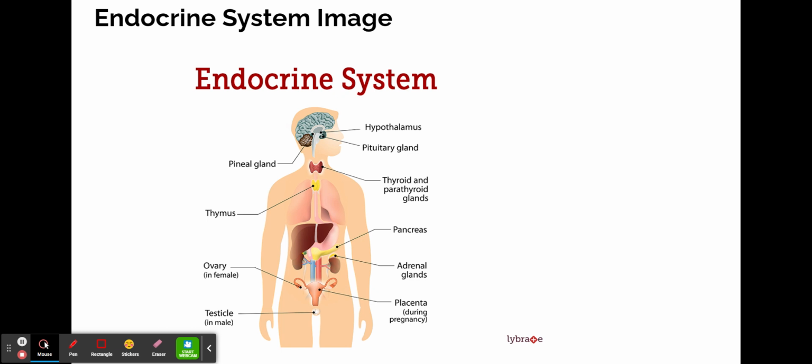Next is the pancreas, which plays a dual role as an endocrine and exocrine gland, producing insulin and glucagon to regulate blood sugar levels. If you know about diabetes, you'll definitely know about those. They regulate your blood sugar.